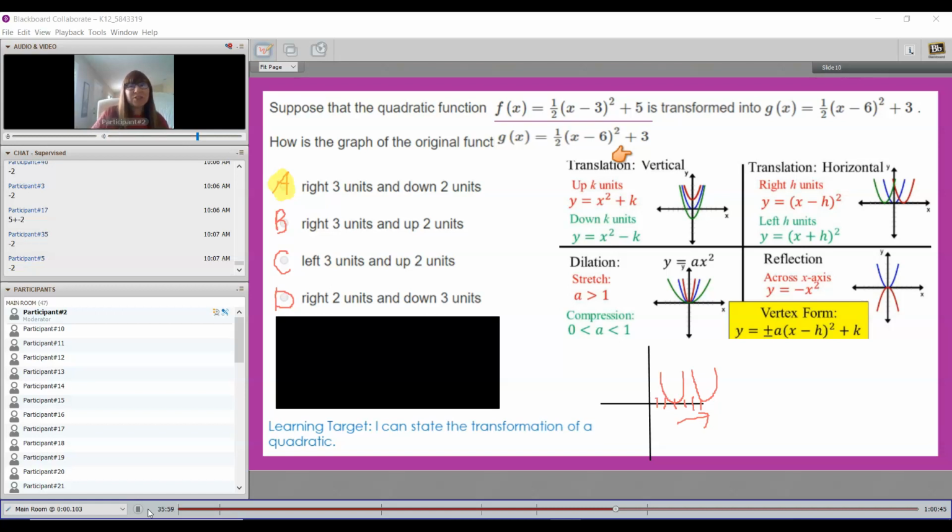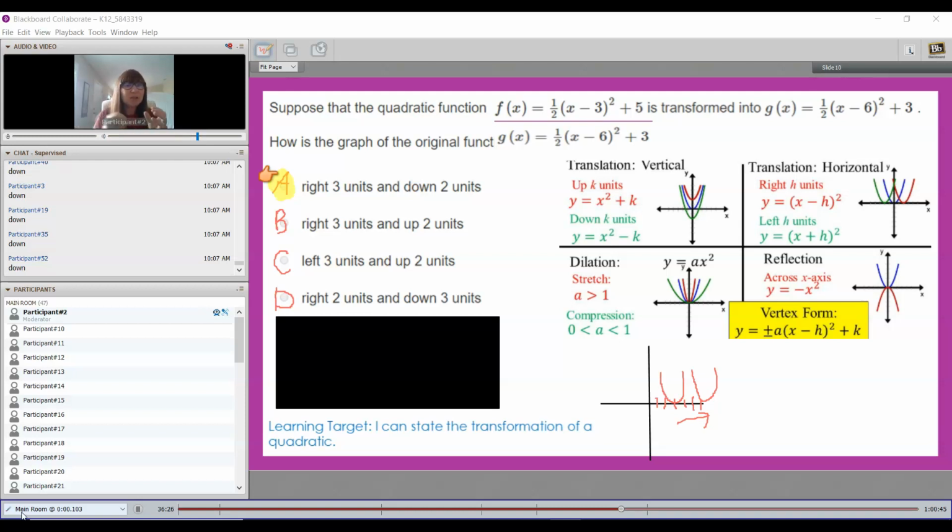We need a -2. So this is our vertical shift, up and down. So if I started at 5, but I subtracted 2, what is that going to do to my original graph? Is it going to move it up or down? If I went -2, yes, it's going to move it down 2 units. So A is the correct answer.